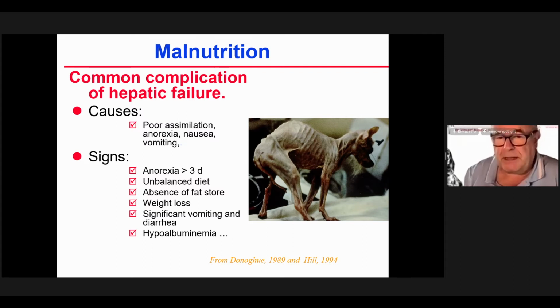If the animal suffers from an acute weight loss of around 10% in the last few weeks, if the animal has significant vomiting and diarrhea, and finally, if the animal is showing hypoalbuminemia, you should really monitor this animal closely. You should make sure that this animal is eating on its own, is eating a proper diet, and if not, then you have to consider tube feeding.